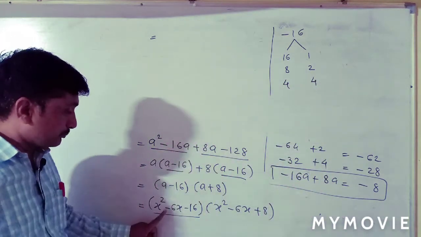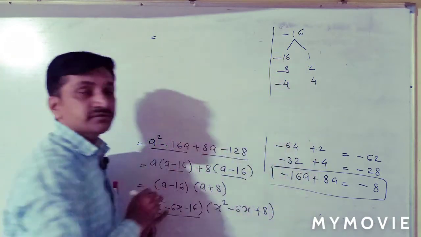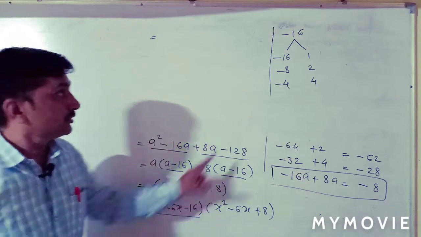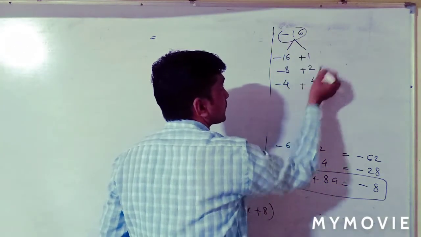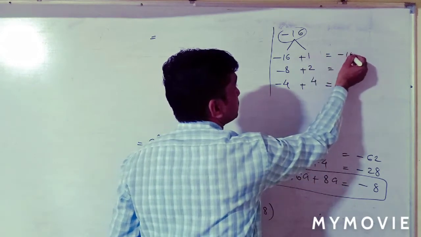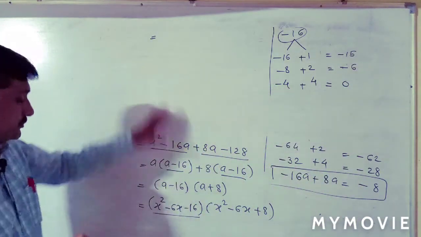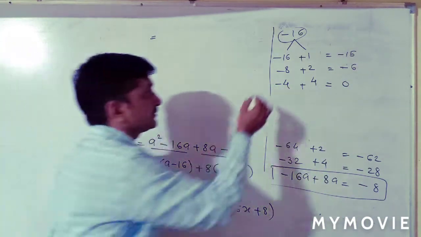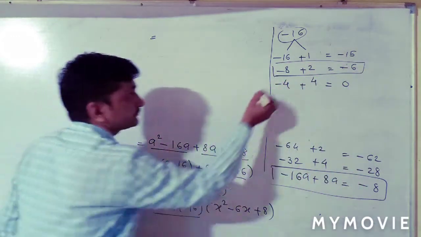These are the factors. The middle term's sign goes to the bigger one. The product is negative, that's why the opposite sign here. Let's see the subtraction. Minus 15, minus 6, here 0. What is our middle term? Minus 6. That's why this is the correct pair. The variable is x.